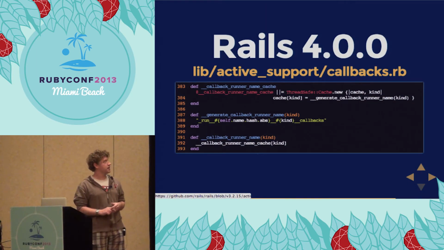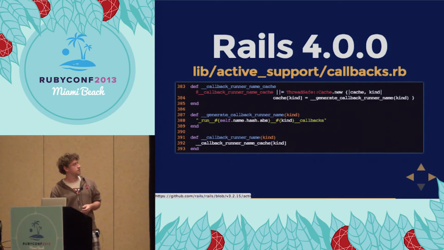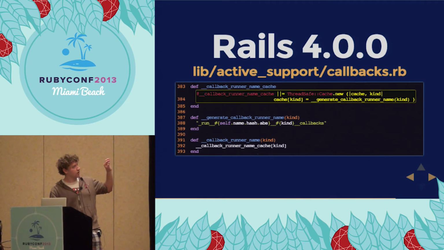Luckily in Rails 4, this is all fixed. You can see now we are caching the callback runner names in a thread-safe cache. So that's pretty excellent. That'll reduce the allocations in a Rails 4 app.